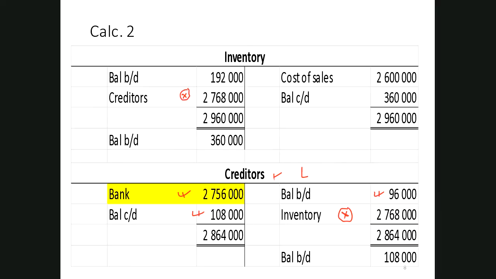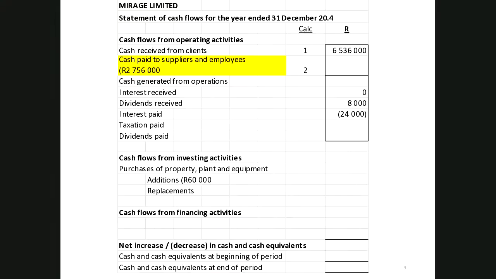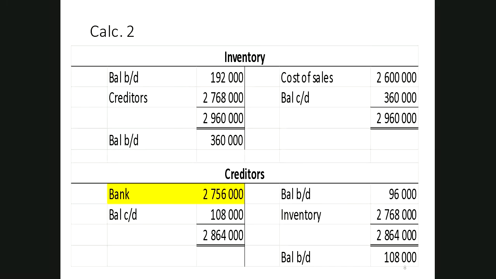Because in your inventory account, you know the opening balance of inventory. This is an asset, and they tell us we had 192,000 at the beginning of the year. The end of the year, they tell us we had 360,000. The other thing is that we can work out how much the cost of sales is. I work it out because they've told me how much sales were, and they've told me my gross profit percentage.